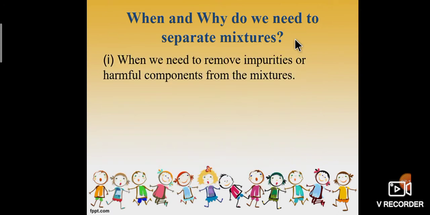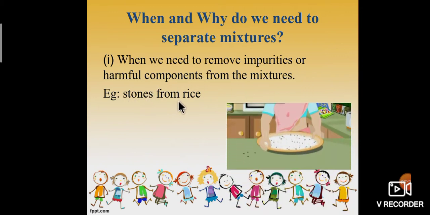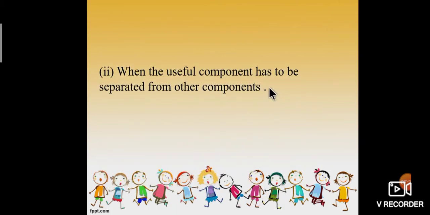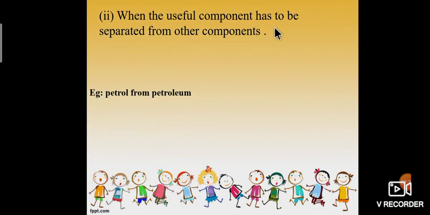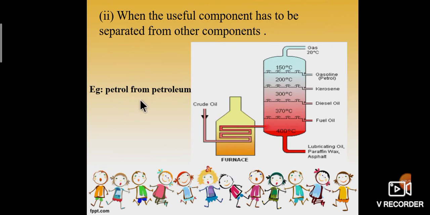First point, when we need to remove impurities or harmful components from the mixtures. Example, stone from rice. Yes, before cooking, we should remove stones from rice because stone is a harmful component. Second point, when the useful component has to be separated from other components. Example, petrol from petroleum. Petroleum is nothing but crude oil.